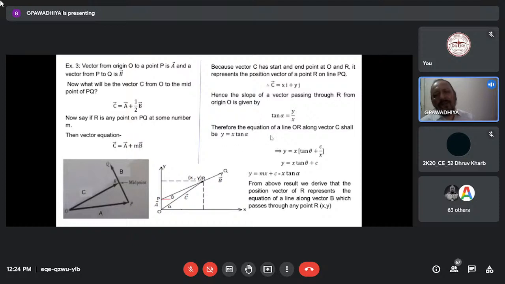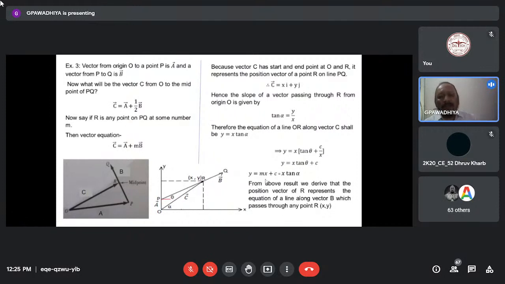First relation was y is equal to x tan alpha, and y is equal to x tan alpha is the equation of a line on which vector C lies, and y is equal to x tan theta plus C is the equation of line on which the vector B is lying. So if vector C represents the position vector for point R, where R is lying on vector B, then we can say that this vector C represents the equation of this line PQ.